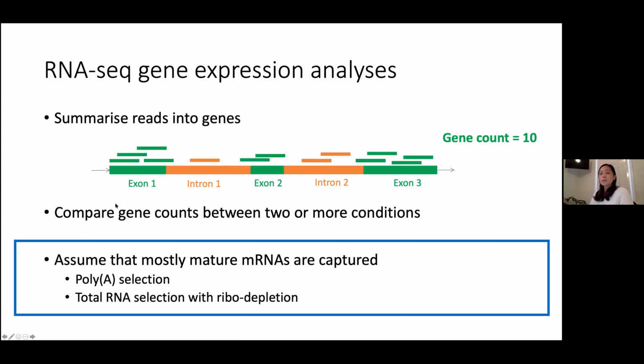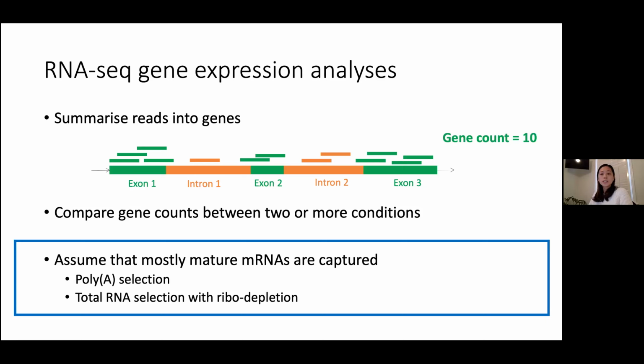When we're talking about gene expression analyses using RNA-seq data, we generally focus on summarising the reads that we get from the experiment into genes. Specifically, this would mean counting the reads to annotated exons. Here I've got a little schematic of what an annotated gene may look like. In green, you've got the annotated exons and you've got the reads on top of it. Only the reads that overlap an annotated exon get counted. So for this gene, we would say that it has a gene count of 10.